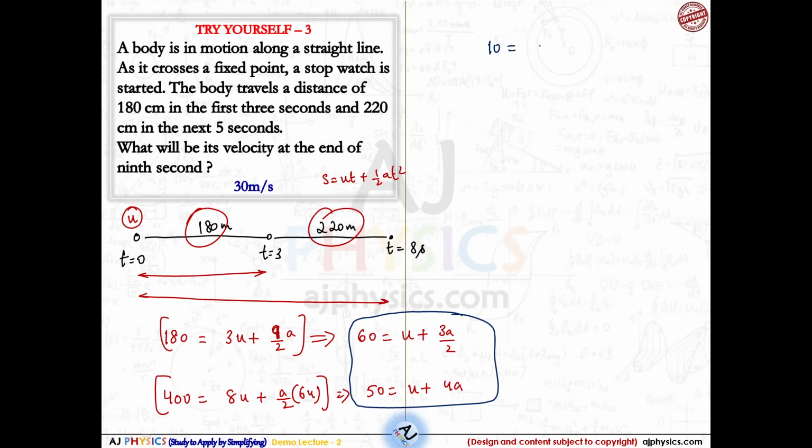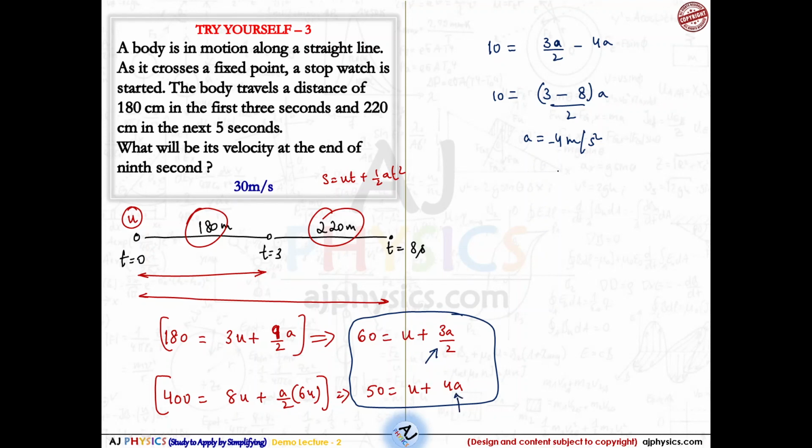So we get 10 is equal to 3a by 2 minus 4a. Fine. So this will be 3 minus 8a divided by 2, and this is 10. So a should be equal to negative 4, and you can substitute it in this equation, or maybe this one. I think this is better.